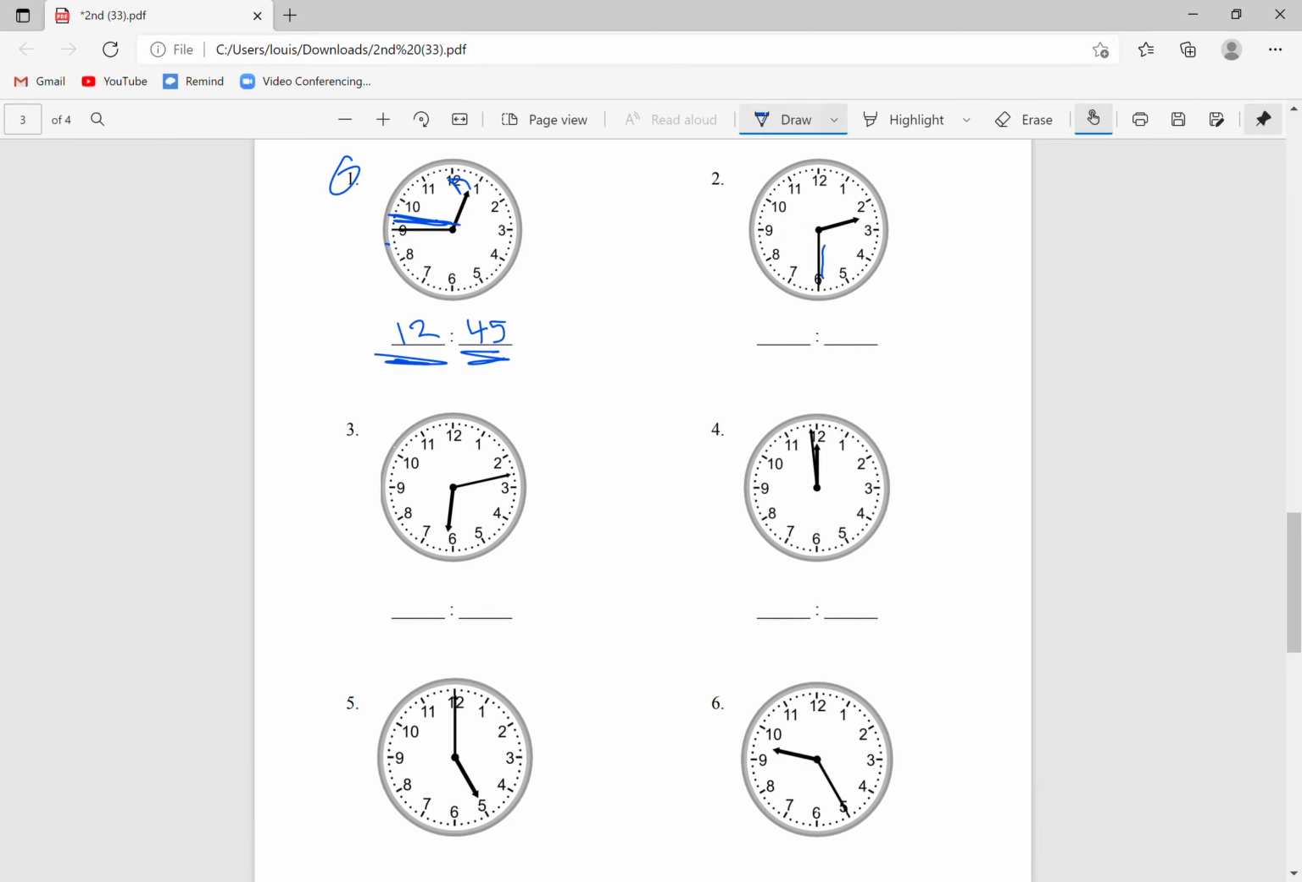So you look at the minute hand, look at the hour hand. The minute hand is a lot easier than the hour hand, yes. However, once you start to get a hang of things, it becomes a lot easier.